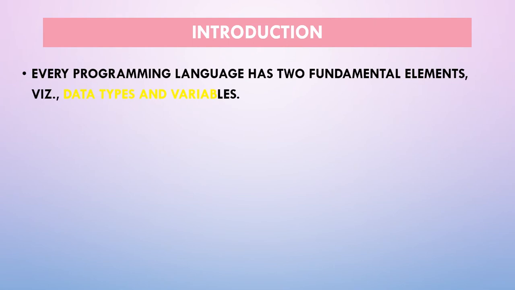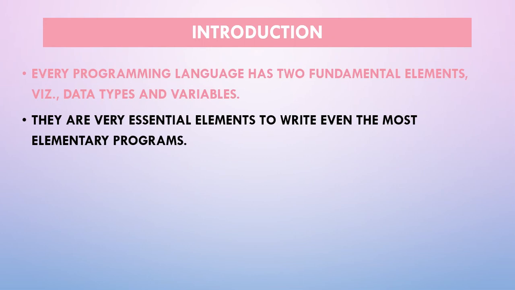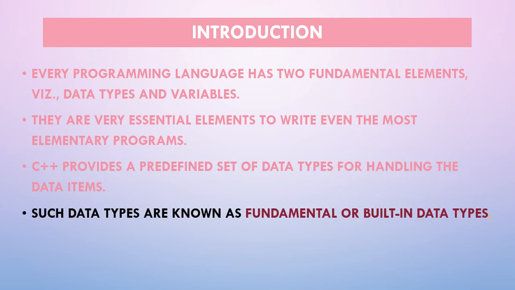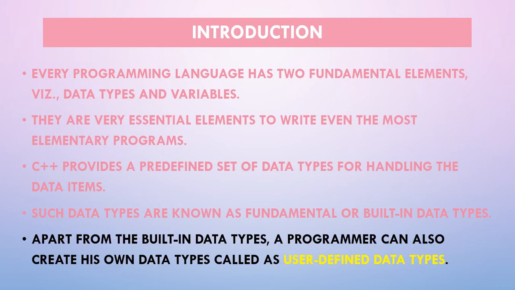Every programming language has two fundamental elements, that is data types and variables. These are important things in the program, the essential parts of your program. C++ provides many predefined data types for handling data items. All these predefined data types are called fundamental data types or built-in data types, and it also allows the programmer to create their own data types. Those are called user-defined data types.